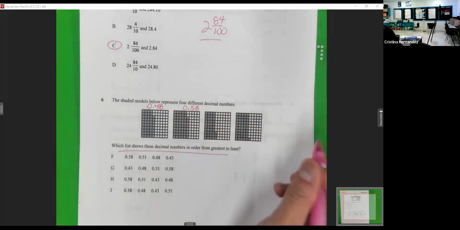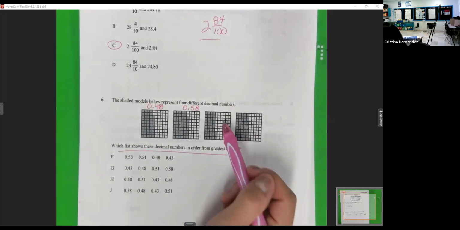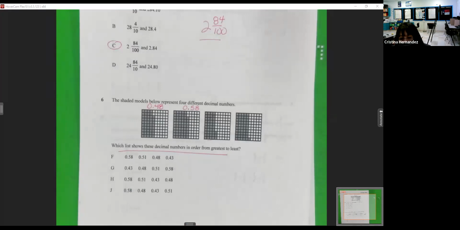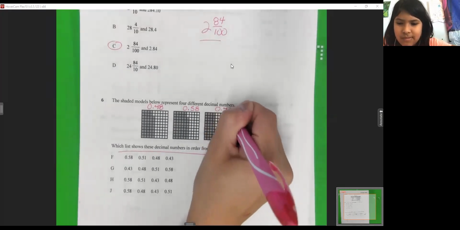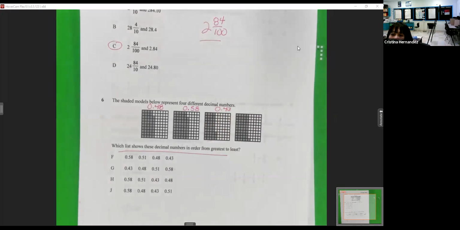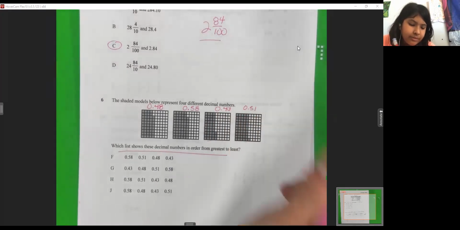Chris, type in the chat how much is shown on this picture for me. I'm going to see that one right. And then what's that last one? Emma, what's represented in the last one? It is 0.51. Okay, we're going to put these in order from greatest to least.